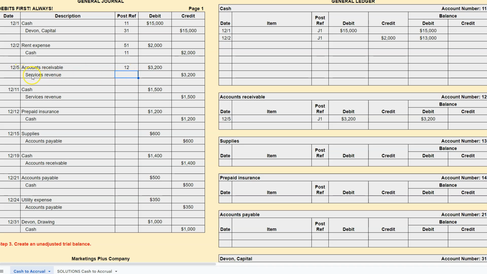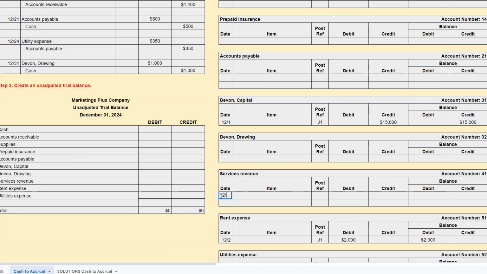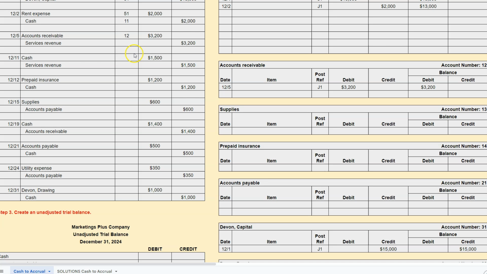On 12/5, we credited services revenue for $3,200. Let's go to services revenue. On 12/5, first page of the journal, we credited services revenue for $3,200. So $3,200 credit balance. Account number 41.